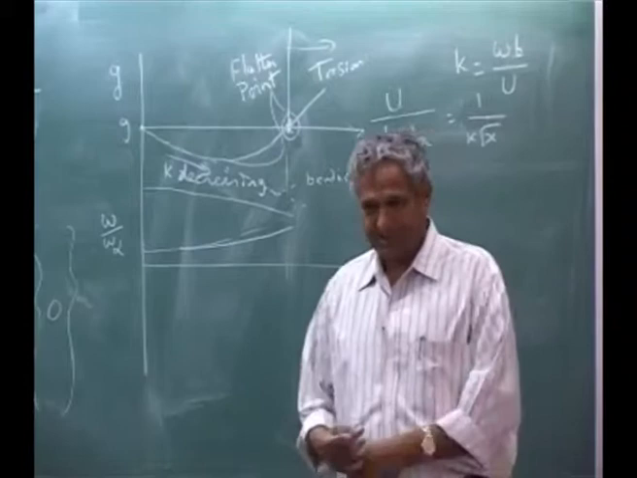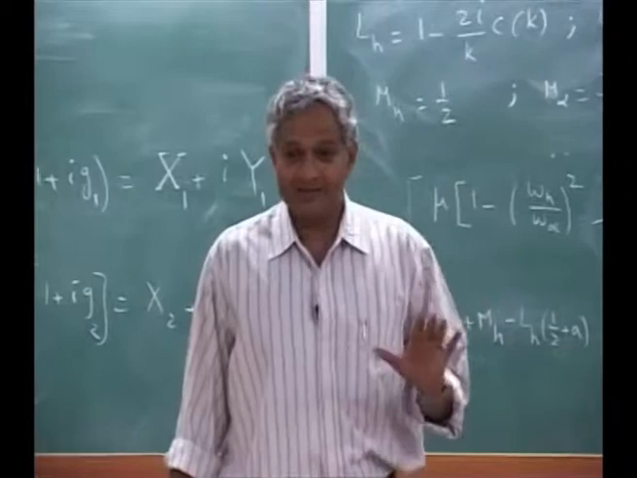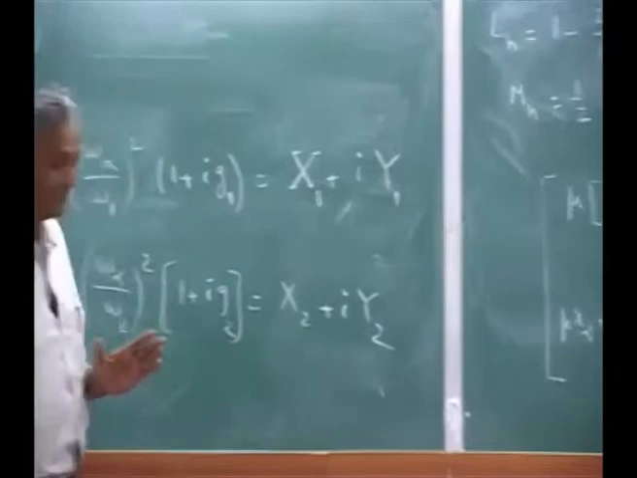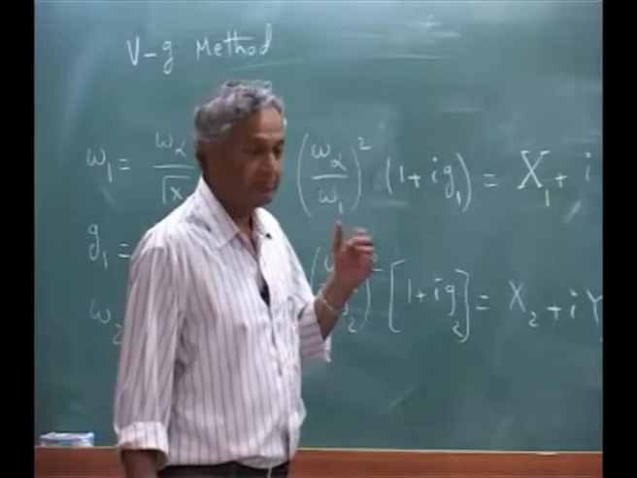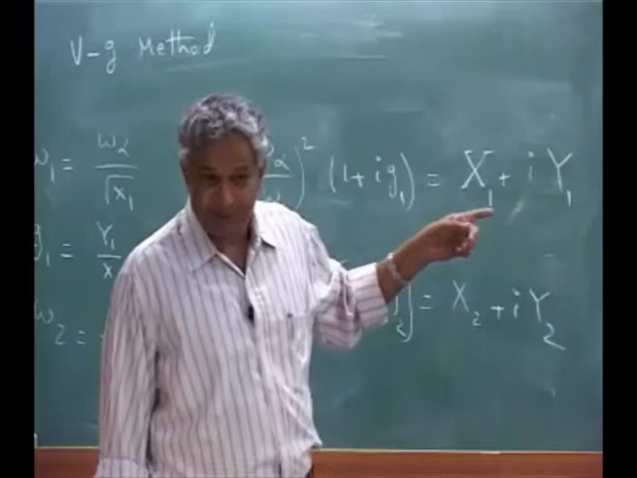These are some peculiar cases, but normally this is your VG analysis of flutter. Is it clear? You have to do one problem using the unsteady aerodynamic theory, and this technique is followed widely in industry. Whenever they say VG method, it means this is what they are doing. Maybe for a wing, but here we are learning for a 2D section.